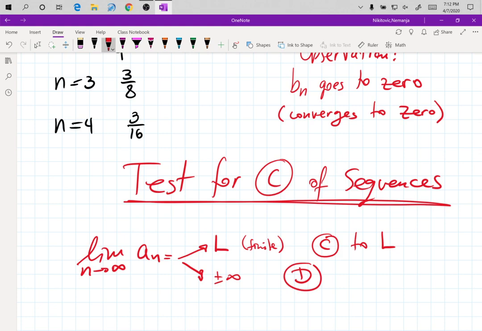Now in Calculus 1, you did 7,000 of these exercises in section 2.5 or 2.4, one of those, where you looked at the limits at infinity. I think it was 2.5.